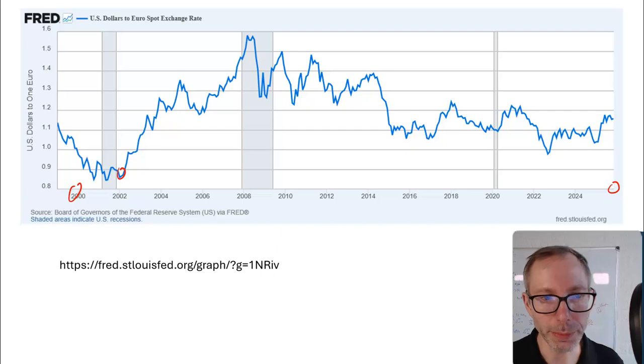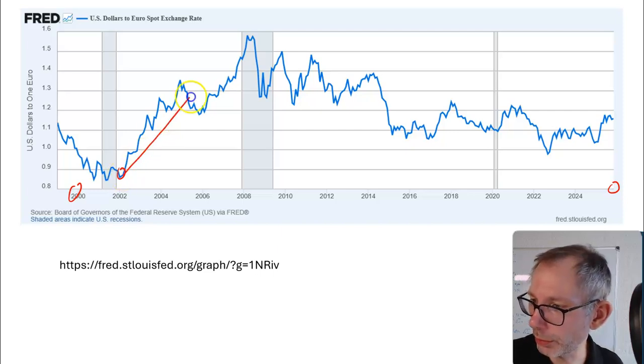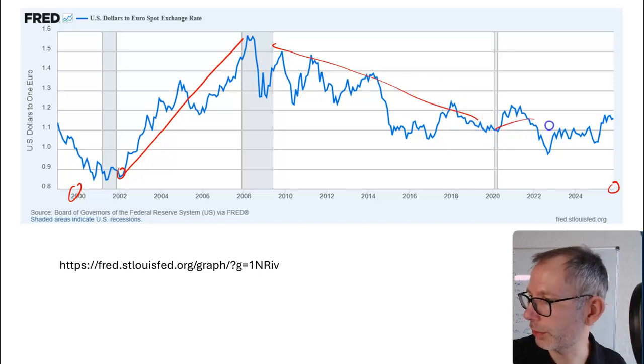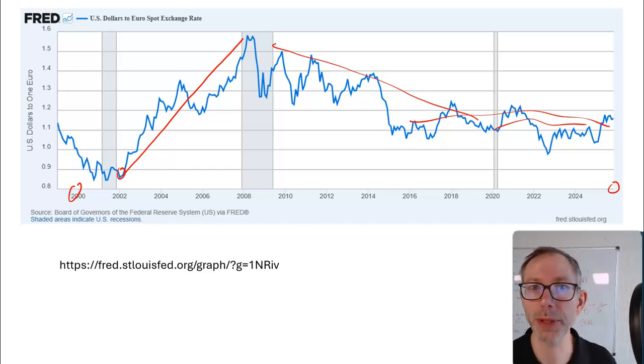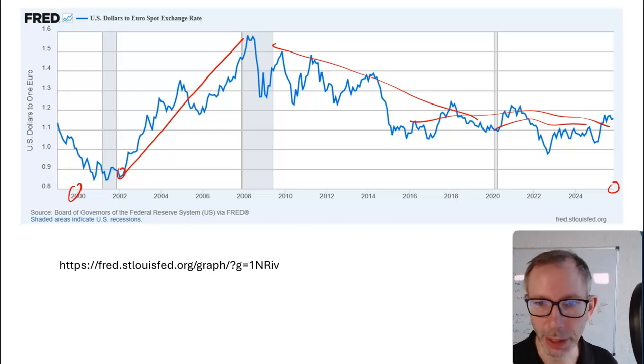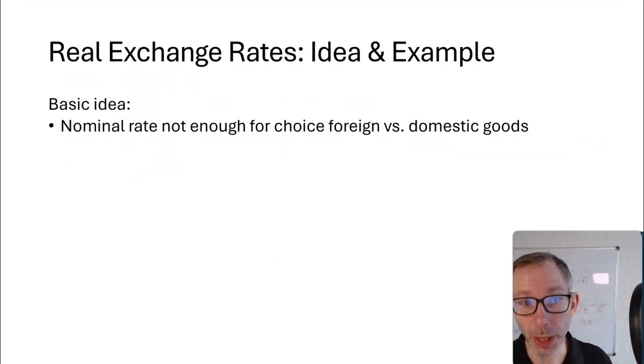And then it actually increased a lot to about 1.5. Then it went down again. And since then, it has been moving around, still fluctuating quite substantially. Also, just recently, since the Trump tariffs came into place, the euro has become more expensive again in terms of dollars. Okay, that's the nominal exchange rate.